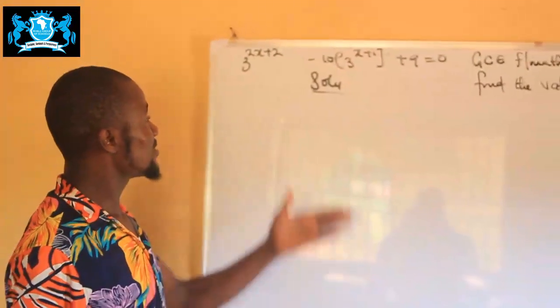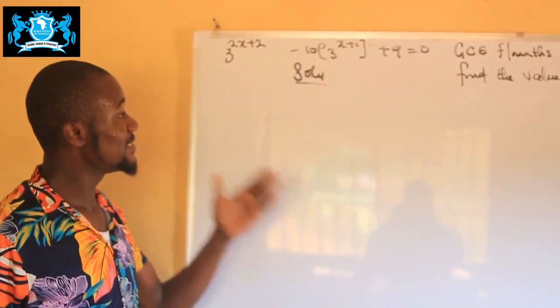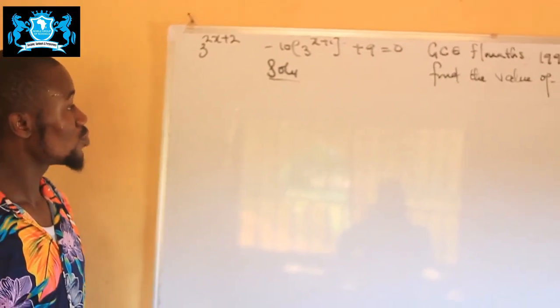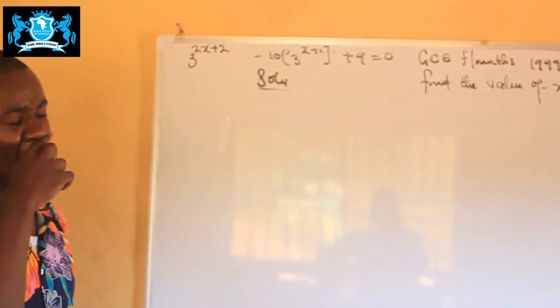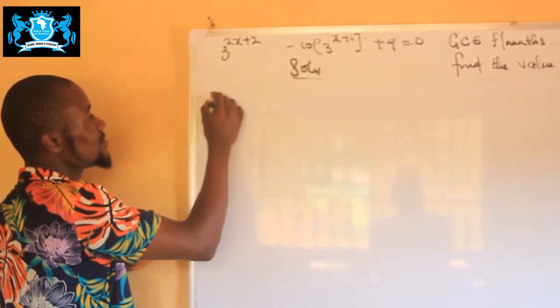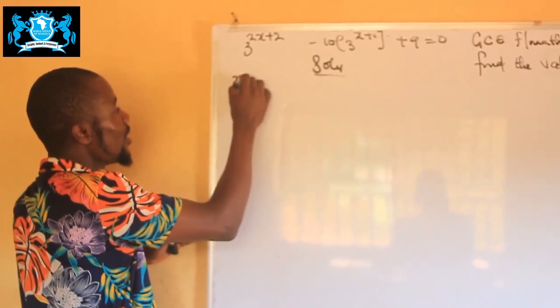Now, let's look at this type of question, still under indices. If you are familiar with this type of question, you know that it will lead to a quadratic equation. The first thing to do is to start simplifying. Now, you start at 3 raised to the power 2x.